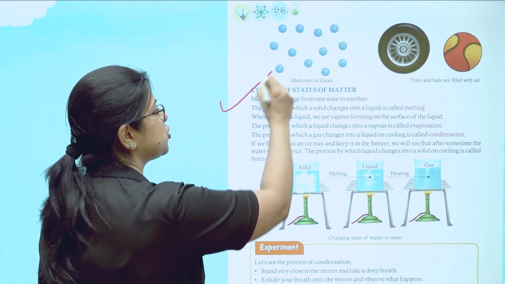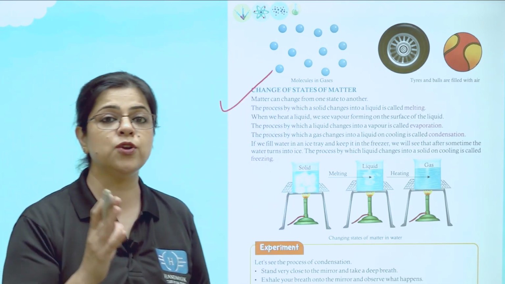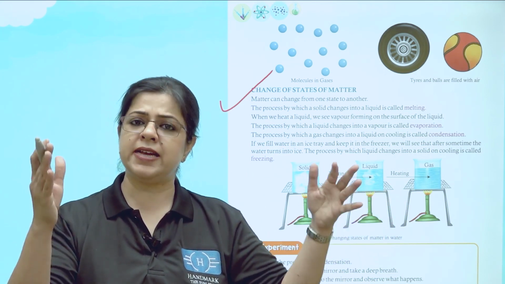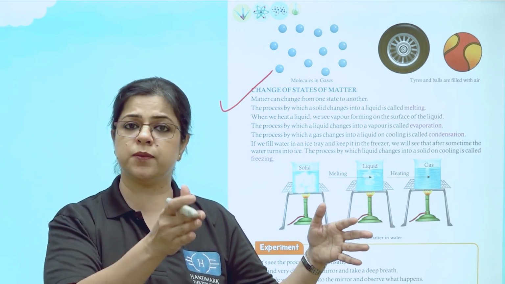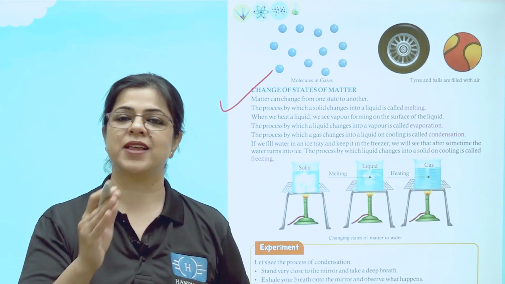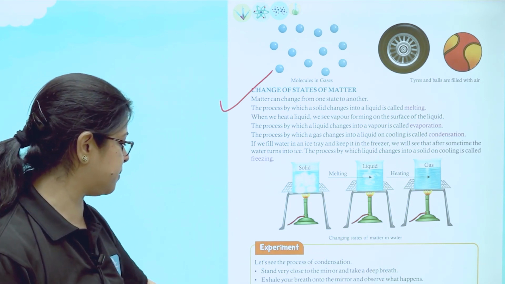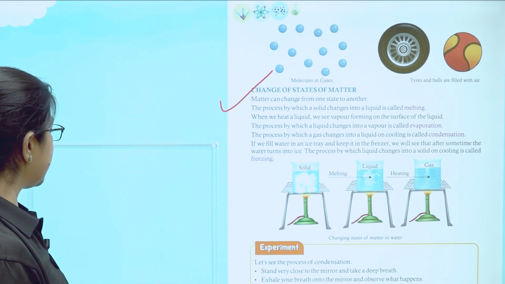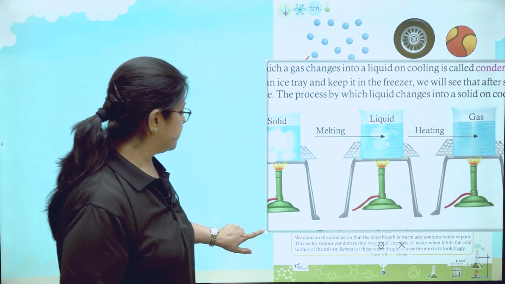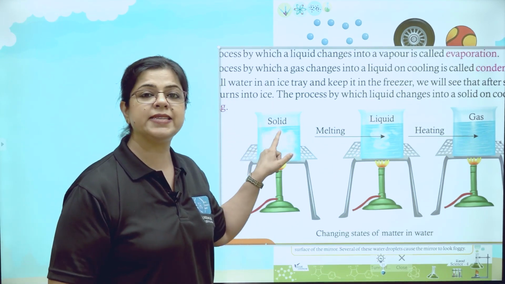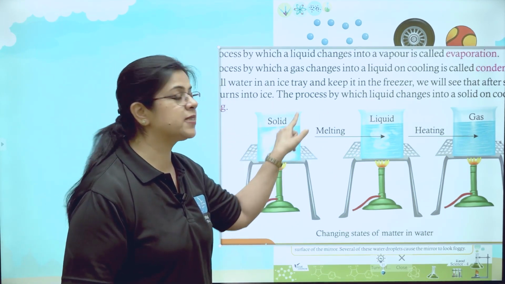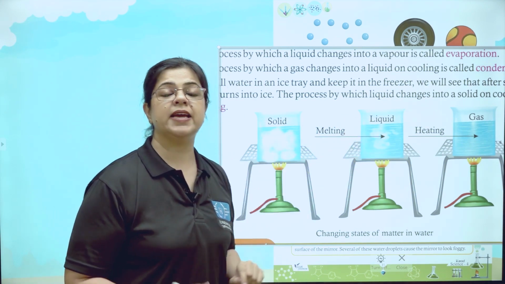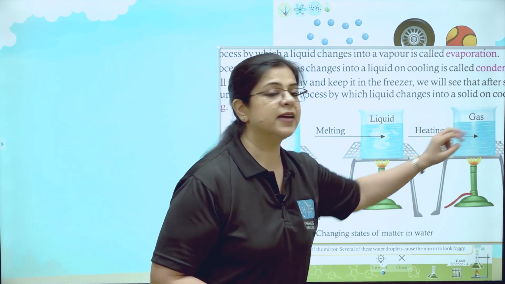Coming now to change of state of matter. We know that there are three states of matter: solid, liquid and gas. Is it possible to change solid to liquid, liquid to gas and vice versa? Let us see here with the help of an experiment. We are taking here the example of an ice cube. An ice cube is a solid. So when a solid is heated, the process is known as melting. It converts into liquid. When a liquid is heated, it evaporates, forming a gas.